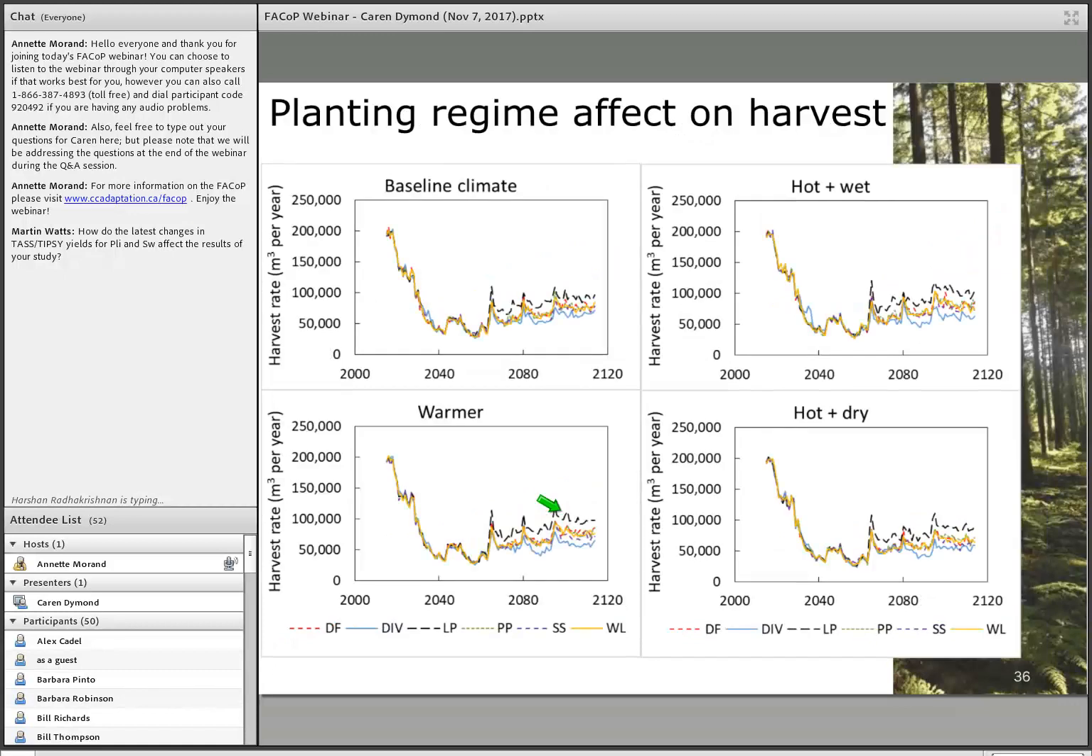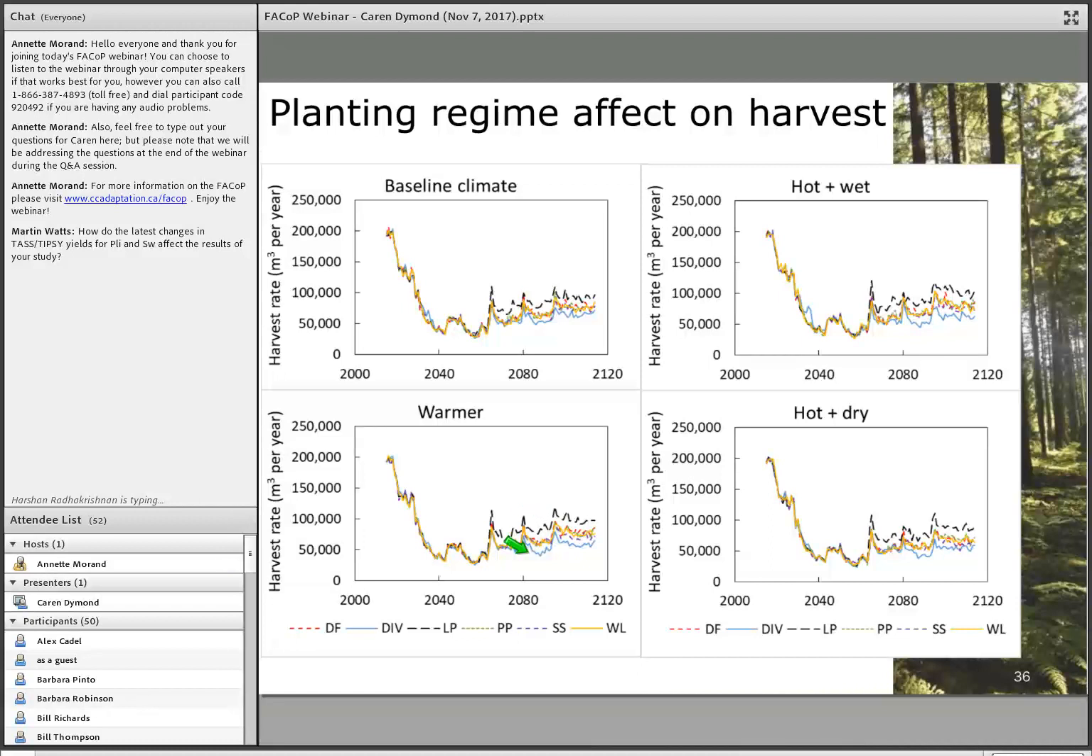If we look at the effect on harvest, now what we see popping up to the top here is this black dashed line. That is the adding lodgepole pine regime. And part of what's driving this higher harvest volume is because lodgepole pine can be harvested at age 50, and the other species can't be harvested until they're 80 years old. So that's driving part of this result.